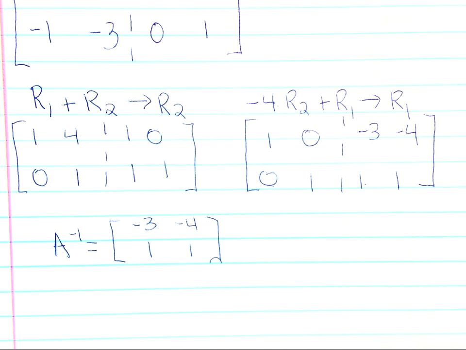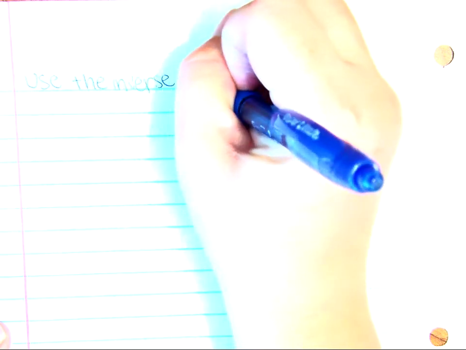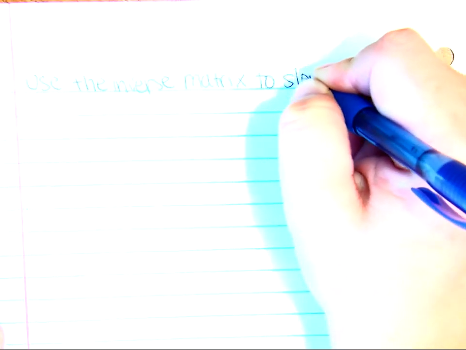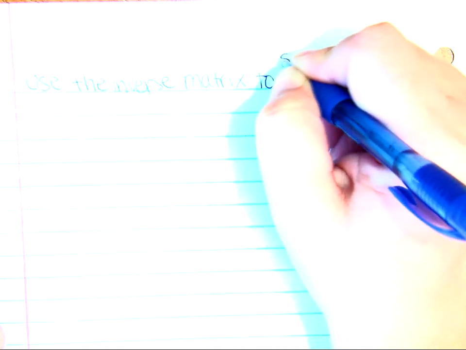Okay, I'm going to go to the back of my paper. Maybe zoom out a little bit. Okay, so we're going to say use the inverse matrix to solve the system. And I can't spell. Solve has an O.